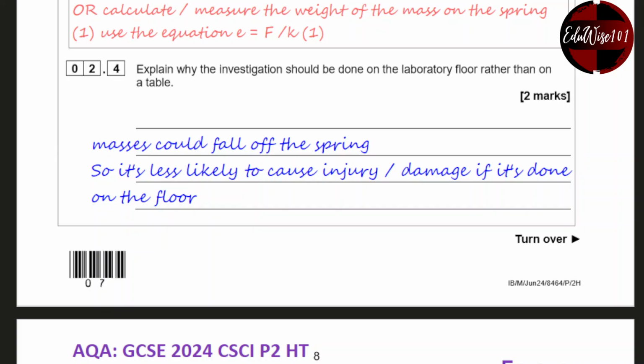Masses could fall off the spring because it's not going to be stable. So it's less likely to cause injury or damage if it's done on the floor. Next question.